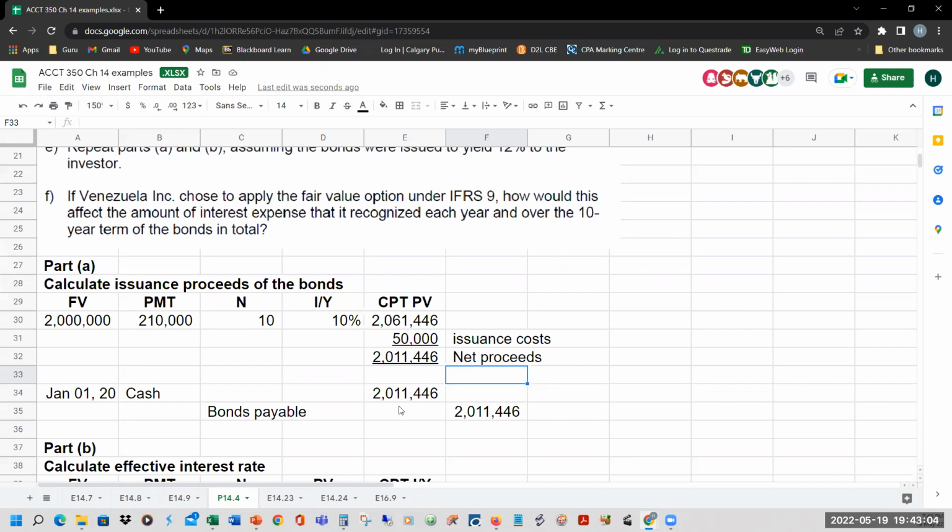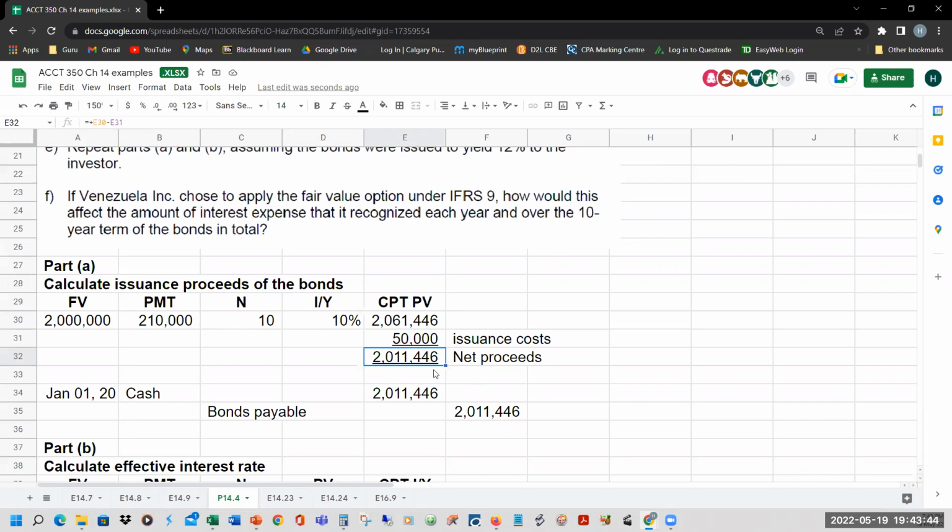All right. Now, the bonds have still been recorded at more than the face value. So, what do I know? The interest rate is not 10.5%, because if it was 10.5% that the company is paying, we would have $2 million exactly. But the interest rate is also not 10%, because if it was 10%, we would have had the bonds being recorded for $2,061,446.